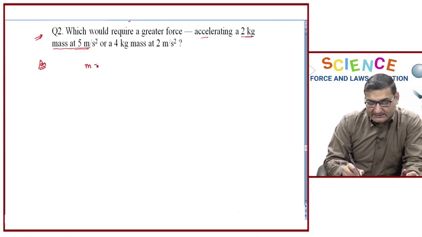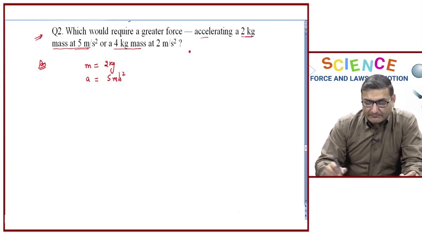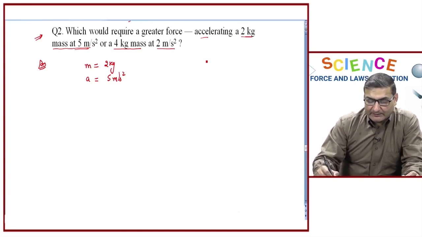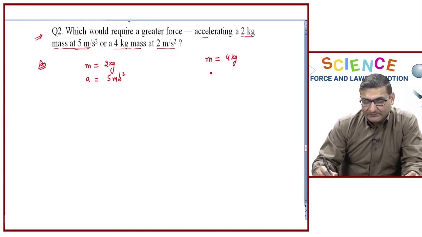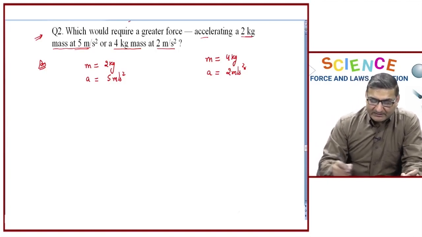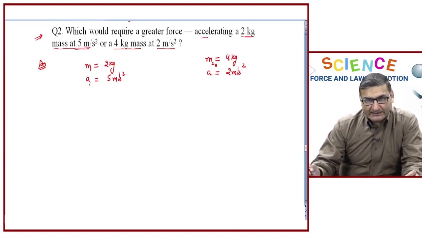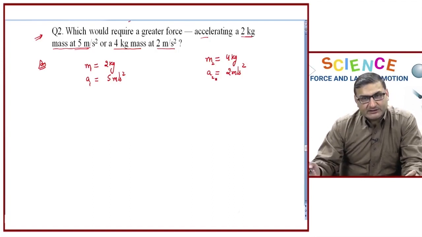The mass is given to be 2 kilograms and the acceleration to be produced is 5 meter per second square, or a 4 kilogram mass at 2 meter per second square. Another case, the mass of another object is given to be 4 kilogram and we need to accelerate it at the rate of 2 meter per second square. So in order to differentiate, let us say that mass of the first object is m1, the acceleration is a1, mass of the second object let it be m2, acceleration a2.